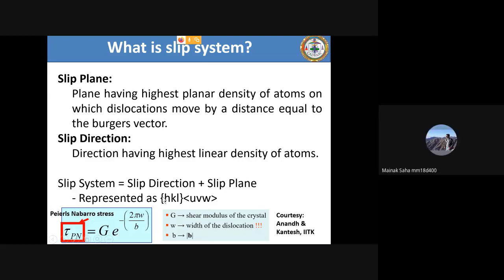Okay, good. So when you have W, the width of the dislocation, looking at this equation, can you tell me what the criterion should be for a slip plane? And because W equals a by 1 minus mu, what should be the criterion for a slip direction? Can you correlate the slip plane and slip direction with these two terms?